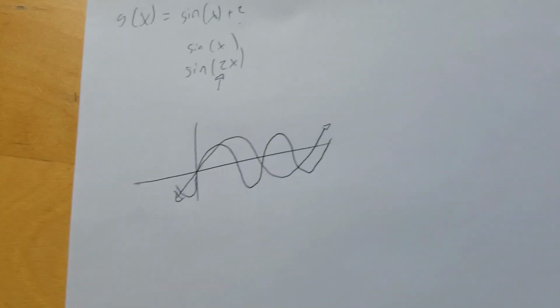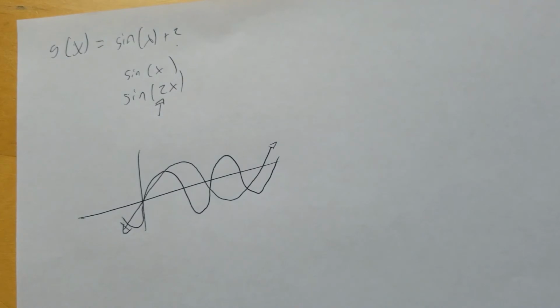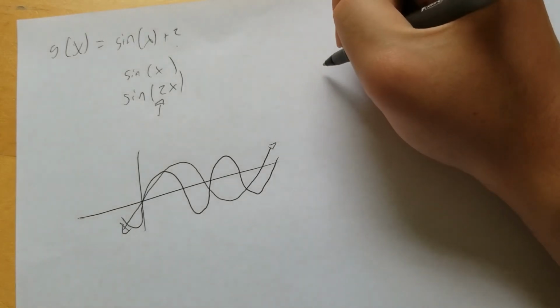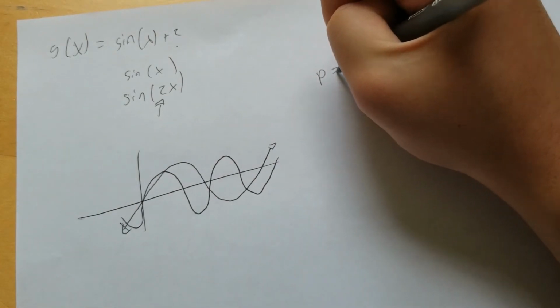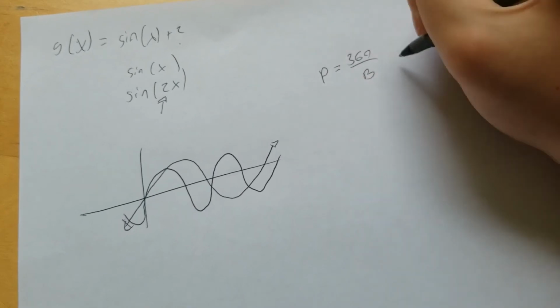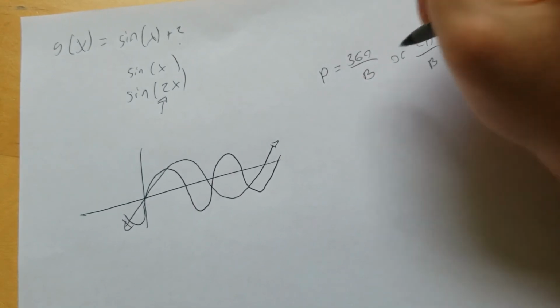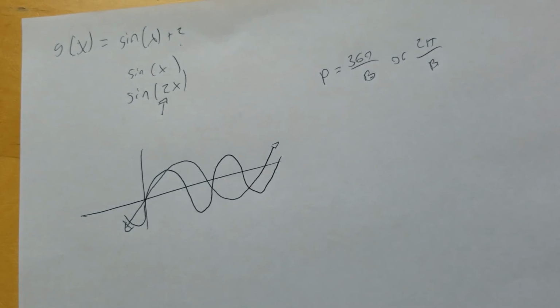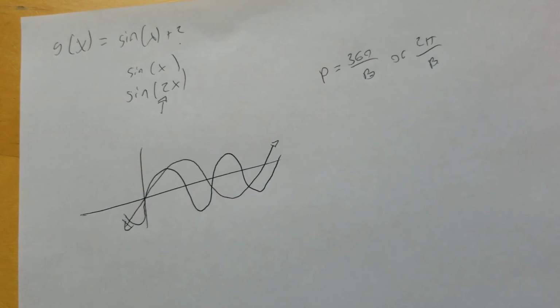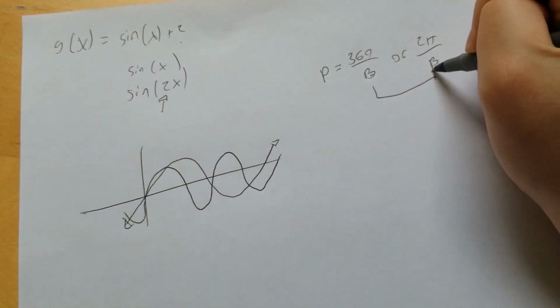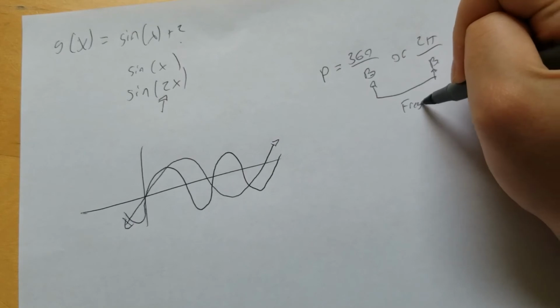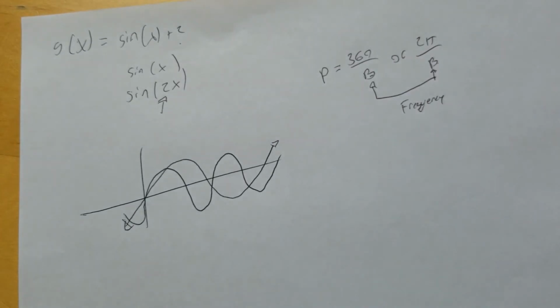Moving on, we got something called the period of sine and cosine graphs. The period is the number of degrees or radians needed for the curve to complete one cycle. This period can be symbolized by the formula P equals 360 over B or 2 pi over B. One's for degrees, one's for radians. Okay? By the way, this B is frequency. It just stands for frequency. So you plug in the frequency. Easy. Okay?